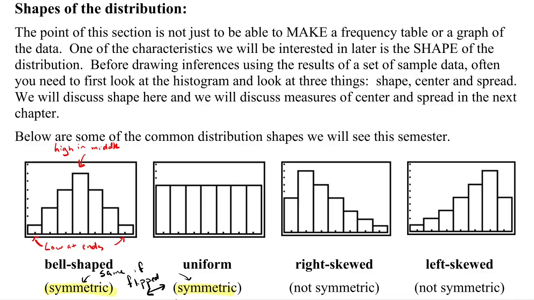Contrast that bell-shaped distribution with a uniform distribution where the bars are all about the same height. In a bell-shaped distribution, the most common values are clustered together in the middle. In a uniform distribution, the values are kind of spread evenly over the range in which they appear.